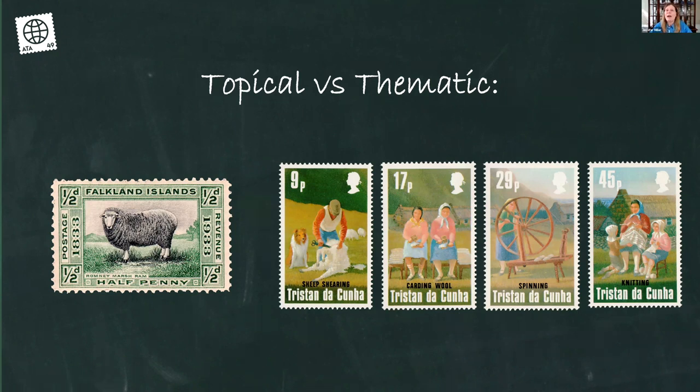However, I also have some thematic stamps, and they help tell the story of sheep. They have shearing, carding, spinning, and knitting. These are all related to sheep, but they don't necessarily have a sheep on the stamp. It just helps tell the story. I could also include stamps that have dogs or shepherds or products made from wool, for example.